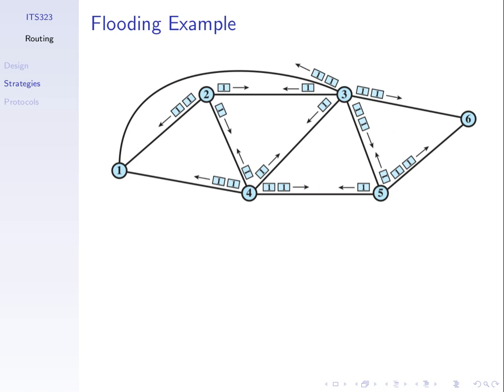Different sequence numbers you treat independently. That is, if I receive a packet with sequence number 2 and I've never received that sequence number before, then I'll send to my neighbours. If I receive sequence number 2 again, I will not send to my neighbours. Okay.